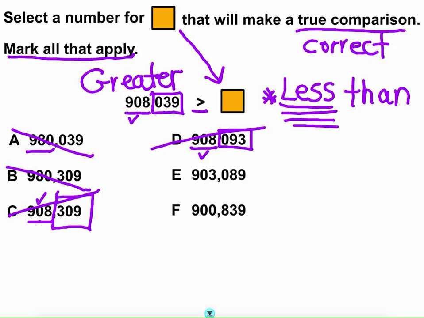So then I notice something, there's a change. Here, again, we have 908, but then we have 903. And I know 908,000 is greater than 903,000. So this is going to work. Okay. Then for choice F, again, 908,000, and this is 900,000. And 908,000 is greater. So this one's going to work as well.